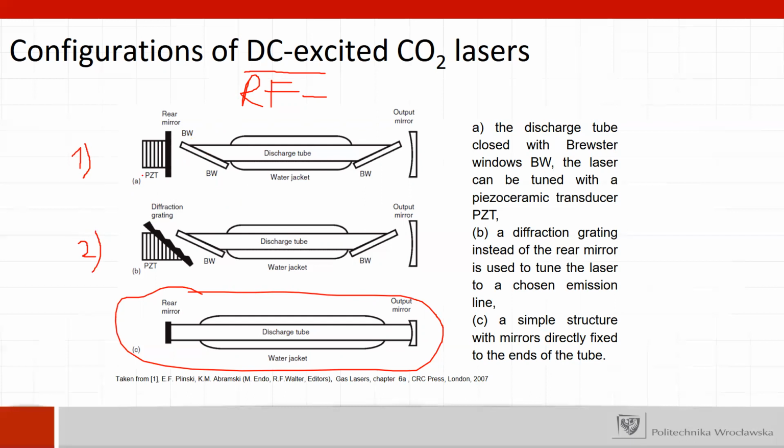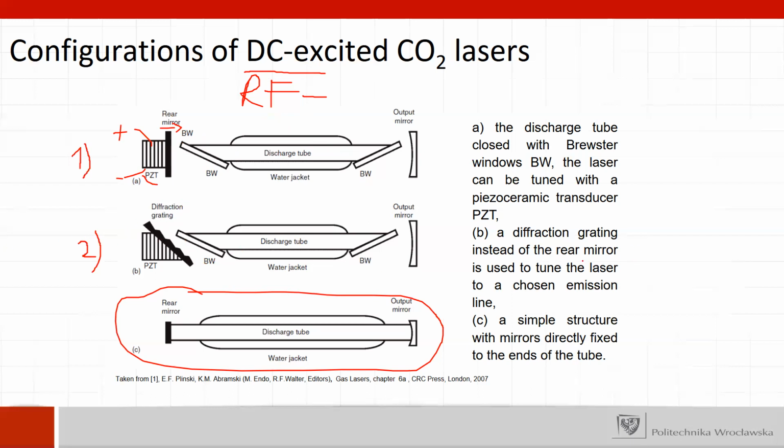So one of the mirrors can be placed on a piezoelectric transducer. When we apply voltage to this PZT, it will expand, right? So it will push the mirror towards the front. So it will slightly shorten the resonator, so it will increase the free spectral range. By that, we can slightly shift the spectrum of the laser.